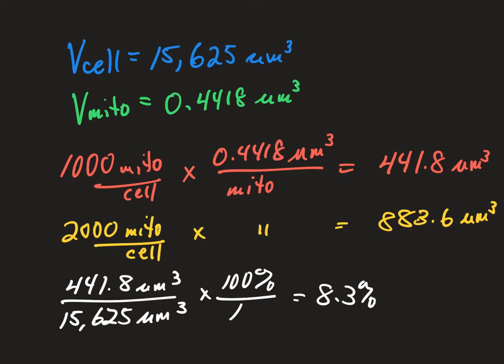If we're talking about 1,000 mitochondria per cell, if we go to the 2,000 mitochondria per cell, at 2,000 mitochondria per cell, it would be double that. It would be 16.6% of the cell's volume is composed of mitochondria.